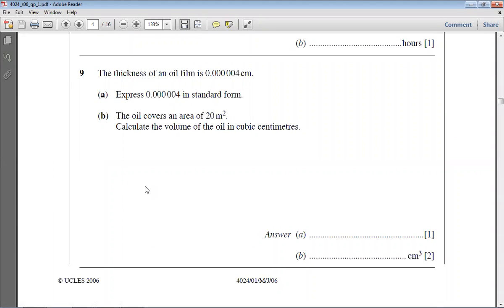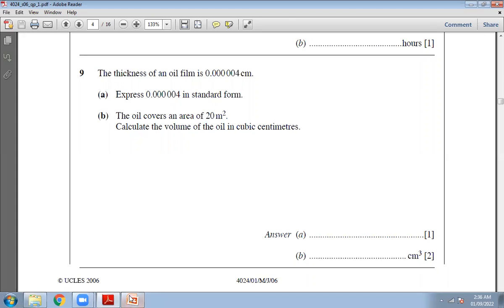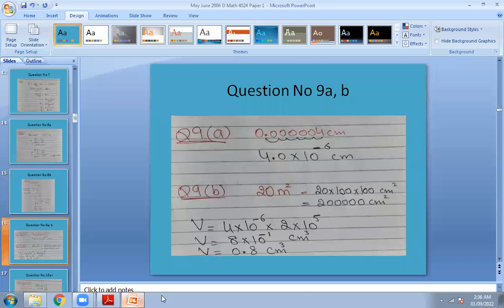The thickness of an oil film is 0.000004 centimeter. Express 0.000004 in standard form. Then he says the oil covers an area of 20 meters square. Calculate the volume of the oil in cubic centimeters. So these are the two questions. One thing is we have to represent this number in standard form. Okay, let's take that out.